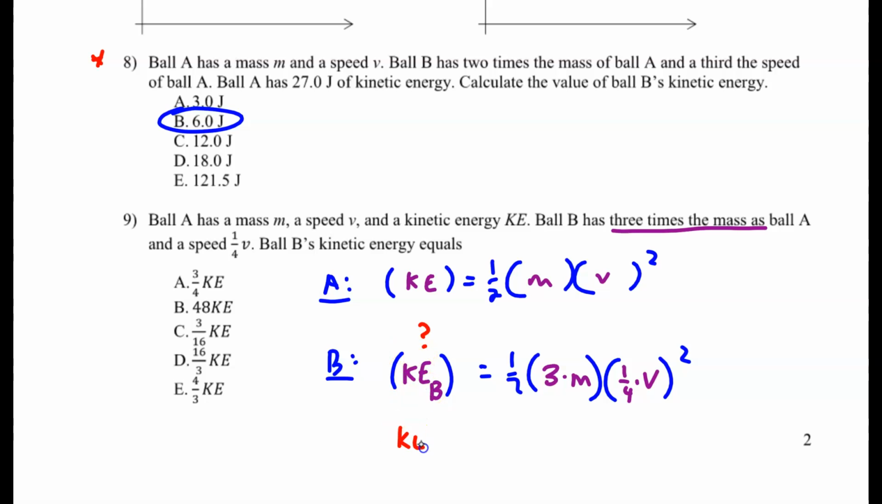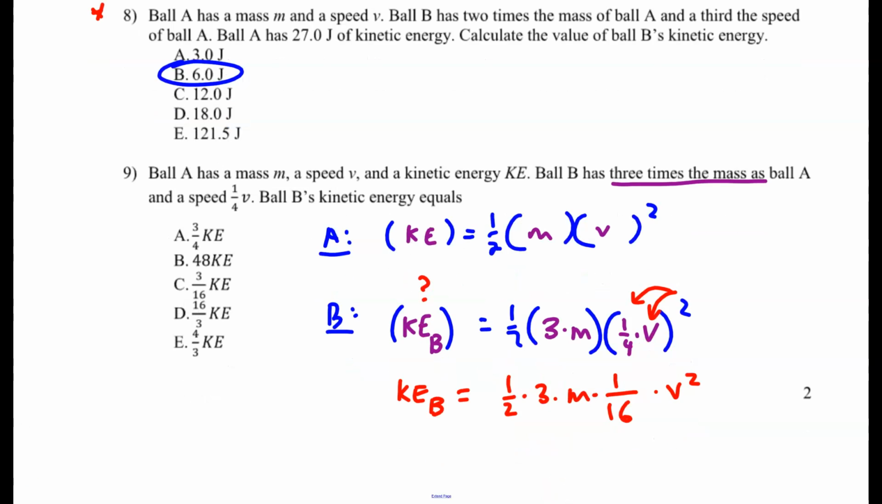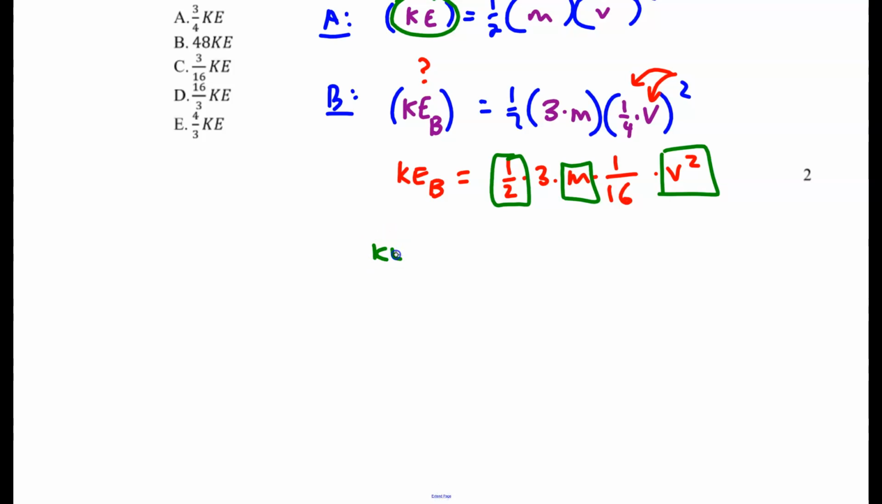That's my unknown. All right, well, the first thing I do is distribute the squaring to everything in parentheses. Don't simplify anything. I have 1/2 times 3 times m times 1/4 squared times speed squared. Very good. What's my final step? Substitute. In place of 1/2 m and v squared, I'm going to put the original kinetic energy of ball A. Here's another way you can think about that. We're allowed to multiply and divide in any order. So let me multiply these 3 things first, and then next I'll multiply by 3 times 1/16.